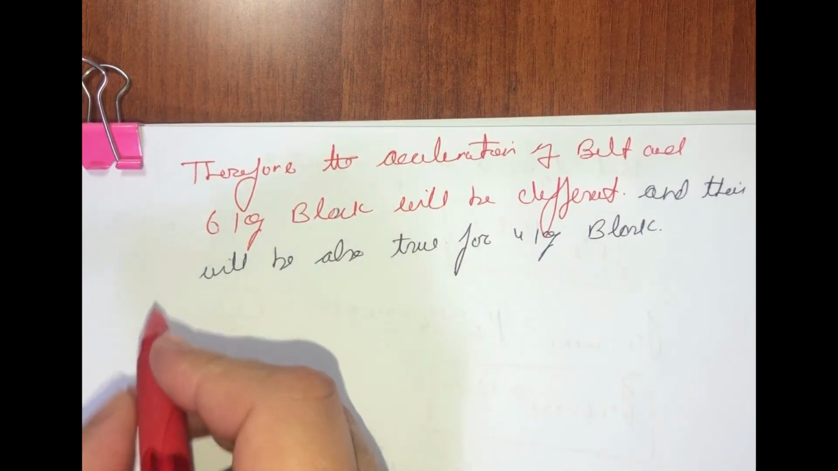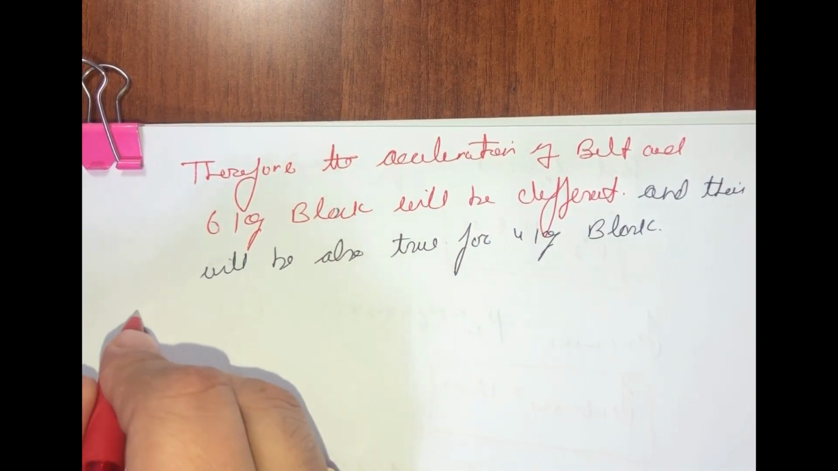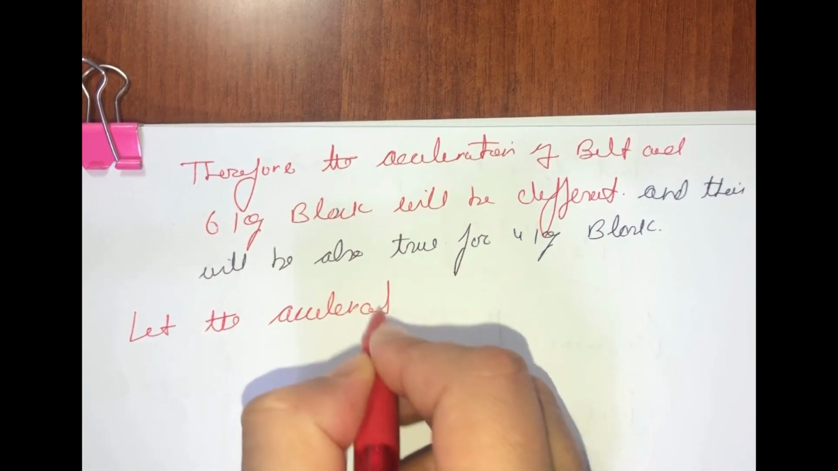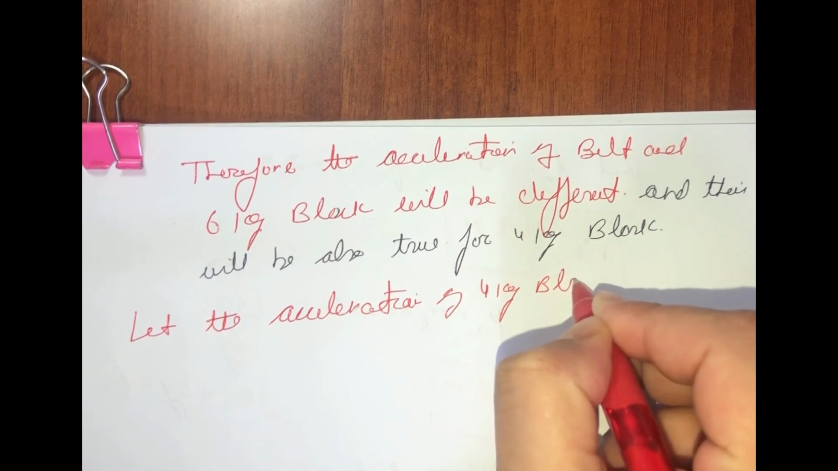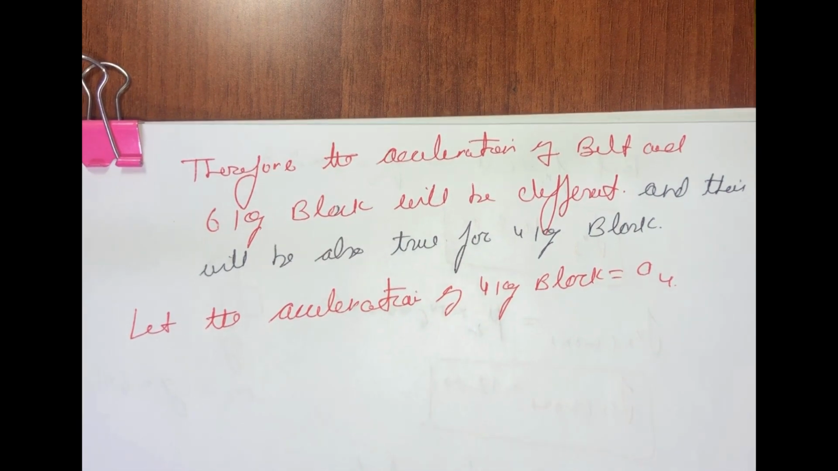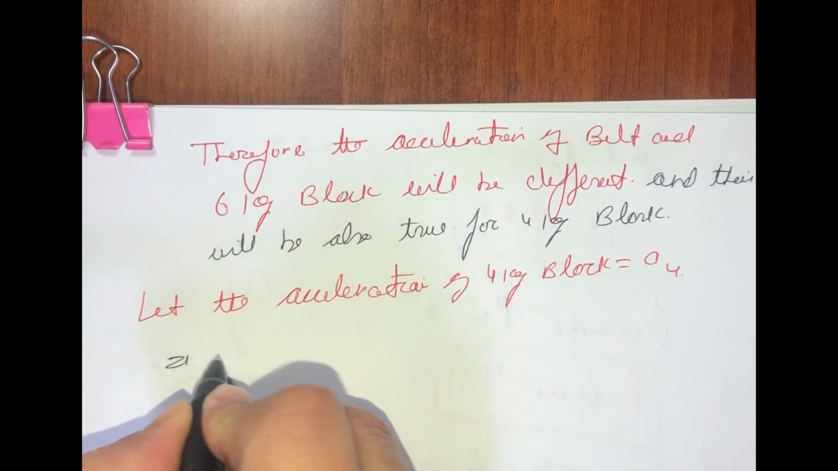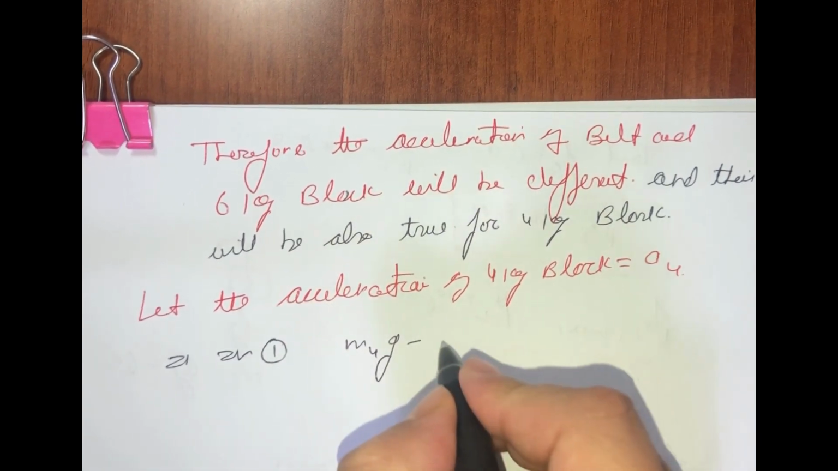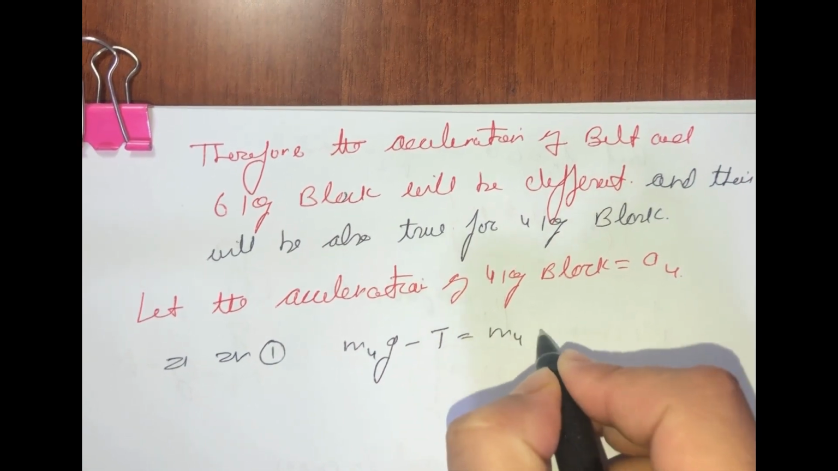So let us assume that the acceleration of the 4 kg block is given by some other variable. Let the acceleration of the 4 kg block be equal to A4. Therefore, from equation 1, we are going to get M4G minus T will be equal to M4 multiplied by A4.